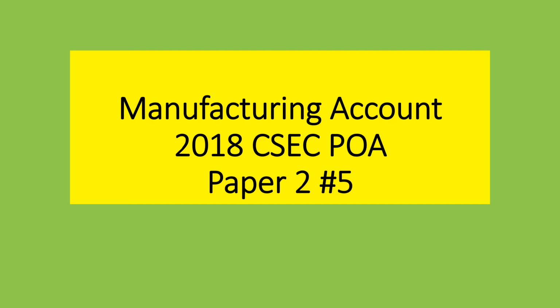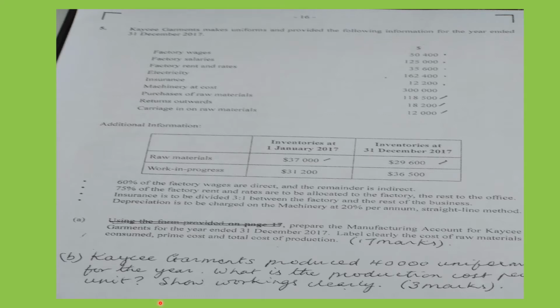The question we are going to look at tonight is manufacturing account 2018 CSEC POB paper 2 number 5. Okay, let's take a look at the question itself. And this was the best copy I could get on short notice. And let's read what is required.